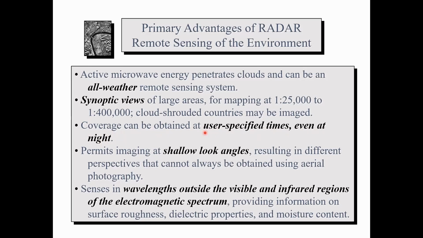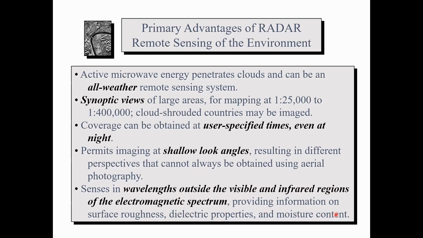So we'll see what a look angle is, but they normally allow imaging at even shallower look angles compared to aerial photography. These different look angles enable you to see the ground you're imaging from different perspectives and therefore extract a different, more revealing and newer kind of information from what you're imaging. Sensing in wavelengths outside the visible and the infrared region of the electromagnetic spectrum will provide you information on surface roughness, dielectric properties, and even moisture content.